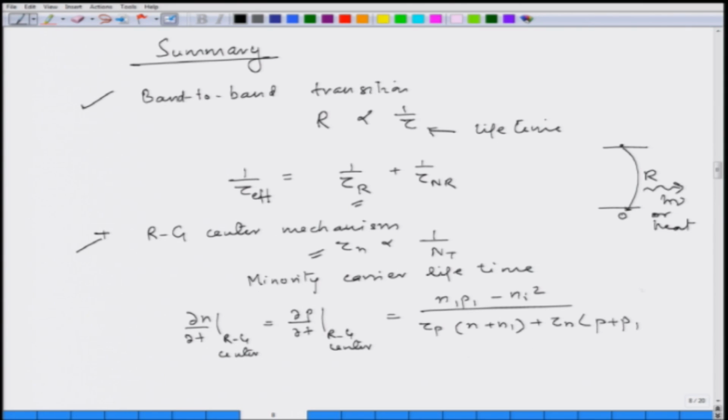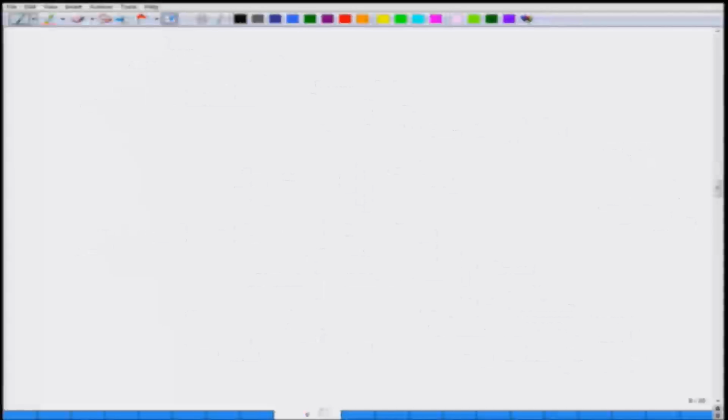So, this is a general expression in a steady state that can be used while calculating device characteristics. Let me now take an example to show you that this general condition that we have derived for steady state R-G mechanism, if we look at it in a special condition, will give you exactly the same solution that we derived for band to band transition or some other mechanism.